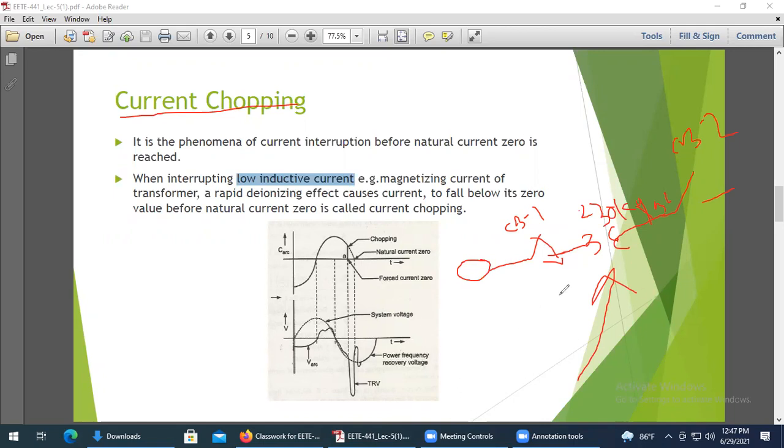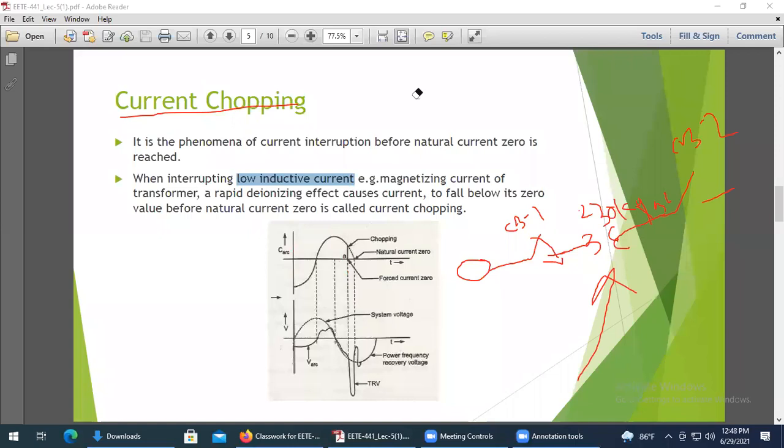Now, due to the pure inductive nature, this arc current will have a 90-degree phase difference from the voltage. So this is the voltage, for example, and this is the current waveform, or the corresponding arc current. As the current is pure no load current, or pure inductive current, you can observe that this current is 90 degrees out of phase with the voltage source. Are you getting this point, guys? Yes, sir.